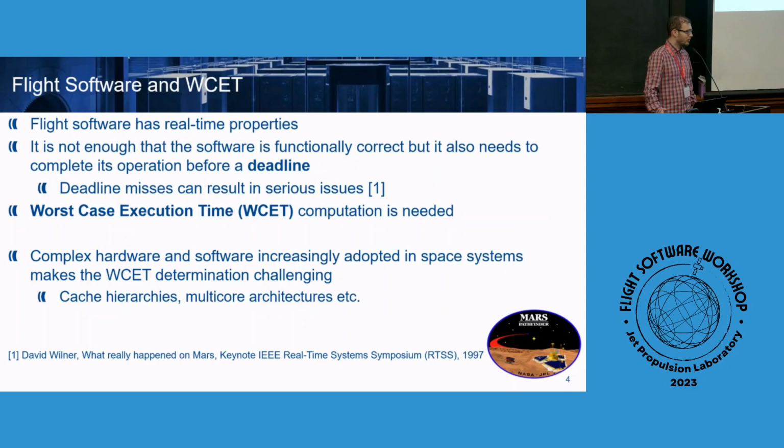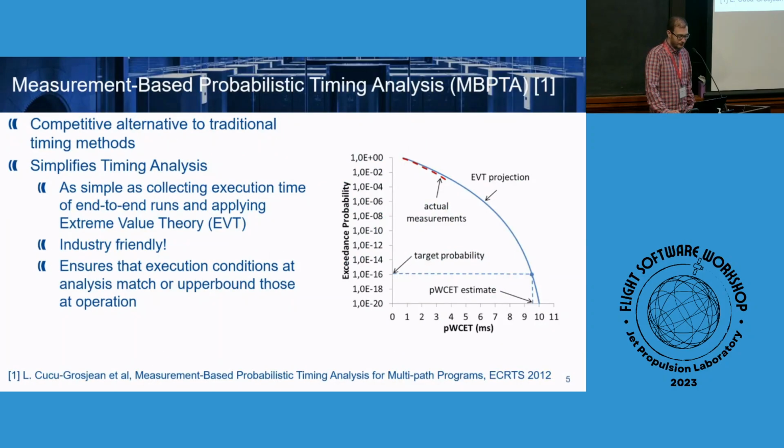On Monday, there was a talk from Marek. He explained that one of the most challenging parts when moving to ARINC 653 operating systems was to compute worst case execution time. And this becomes even more complex when we increase the complexity of the flight hardware we are using. For example, when we use deep memory hierarchies or multi-cores, this becomes very complex.